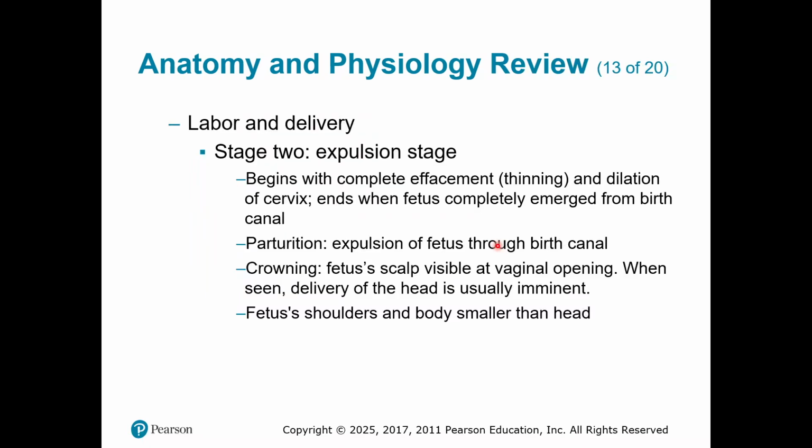Parturition is the expulsion of the fetus through the birth canal. Crowning is when the fetal scalp is visible at the vaginal opening. Delivery of the head is usually imminent. And then the fetus's shoulders and body, which are smaller than the head, follow.